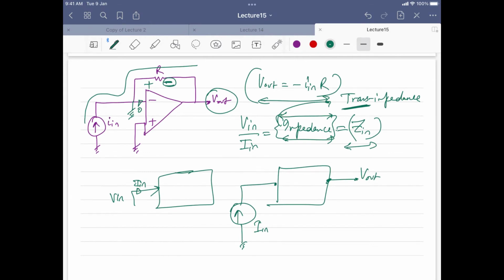No, it's not because of the inverting terminal. It's because of the direction of the current which is flowing. So the direction of the current is flowing like this, so it's creating a plus to minus drop. So with respect to ground, your V out is negative. That's why this minus is coming.